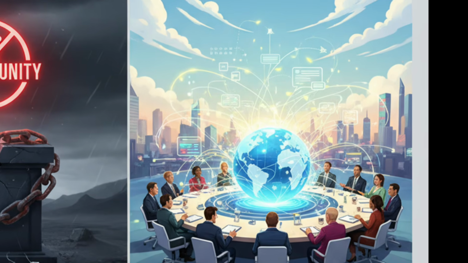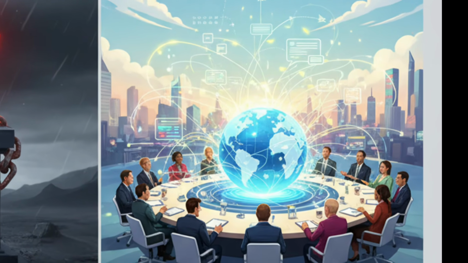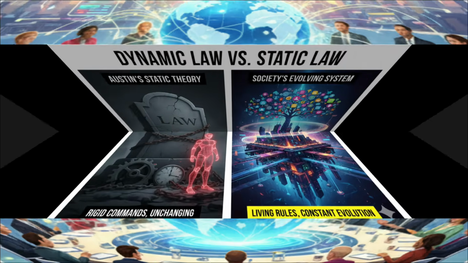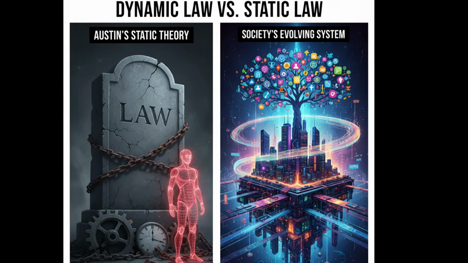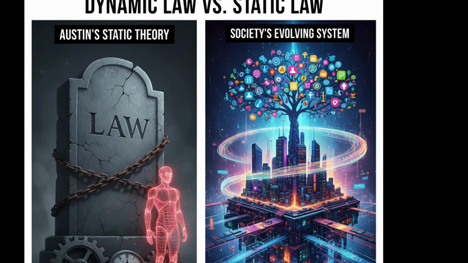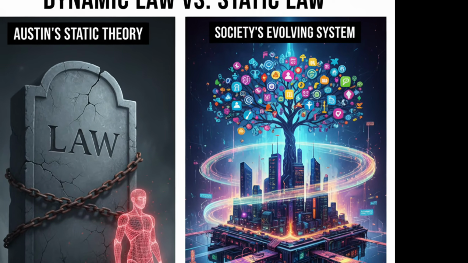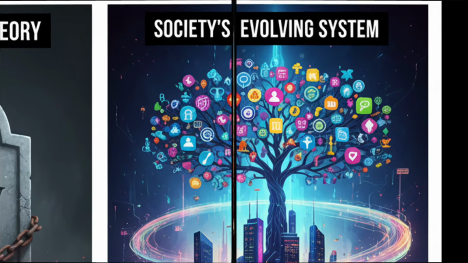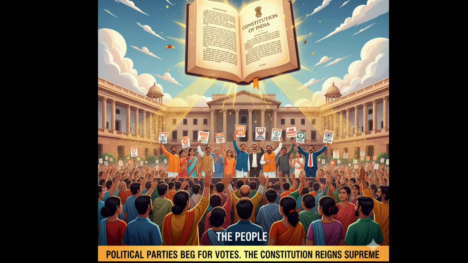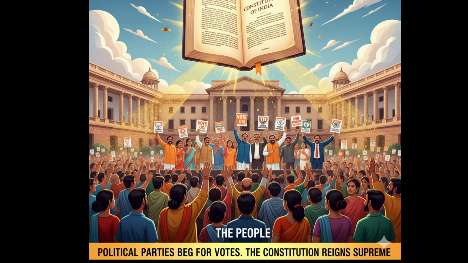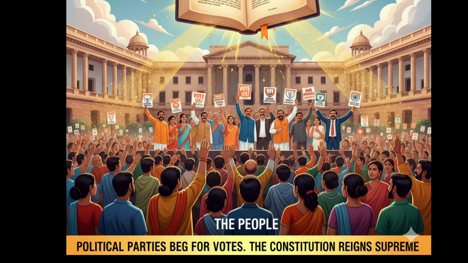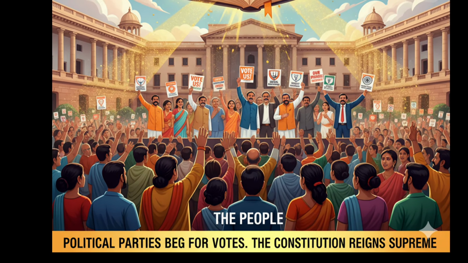For example, the International Covenant on Civil and Political Rights and the International Covenant on Economic, Social and Cultural Rights, 1966. Number 5, static approach. Law is seen only as commands here, not as a dynamic system evolving with society. Law has to be changed according to the needs of society, but in some branches of law, commands are irrelevant. In countries like India, sovereignty rests in the people and is limited by the constitution, not absolute as Austin imagined.